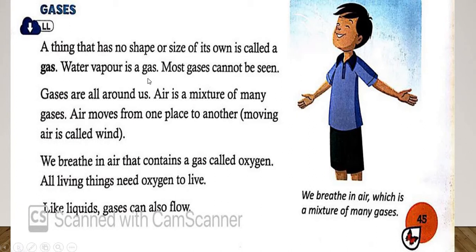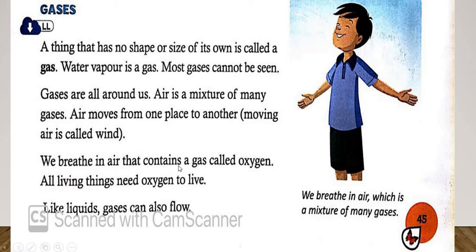Water vapor is a gas, and most gases cannot be seen. Gases are all around us. Air is a mixture of many gases. Air moves from one place to another. So, moving air is called wind. You say it's breezy wind, it's hot wind, it depends on the climate. But moving air, in short, is called wind.